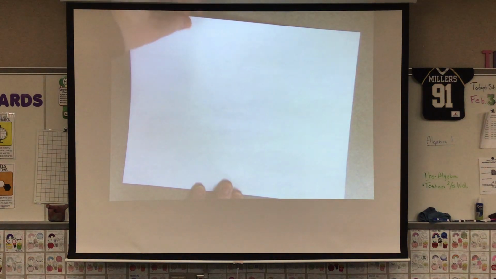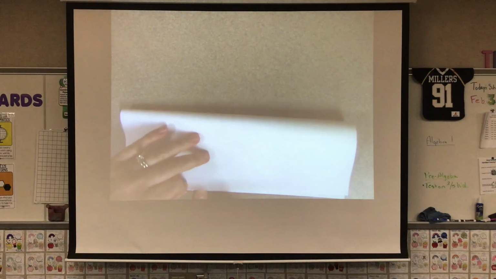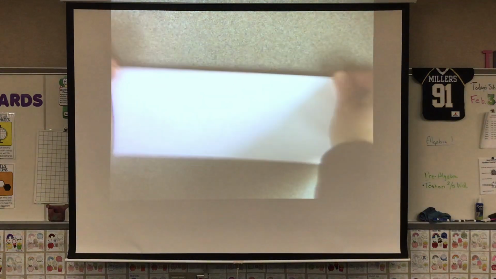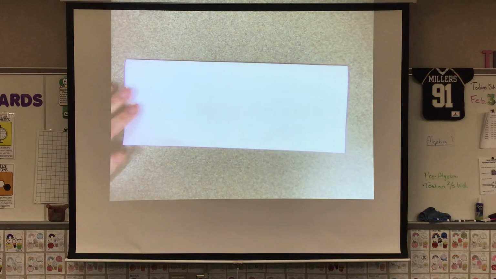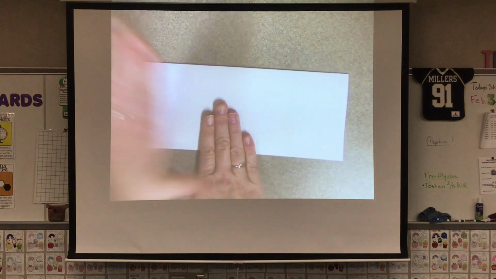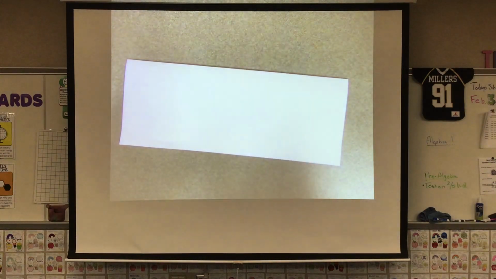If you are choosing to fold it, you're going to fold it the hot dog way. So, sorry, I have to grab it out of frame there. So now you have it like this, okay? And then we want this to become thirds, so 1, 2, and 3. So don't fold it in half.